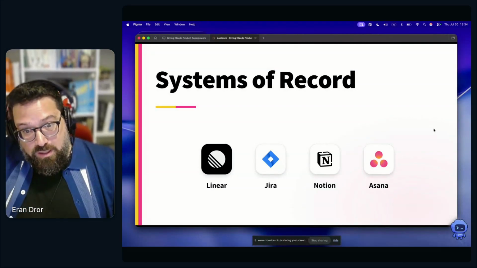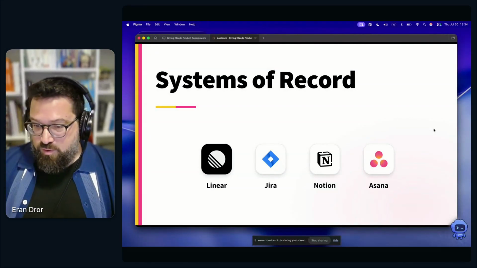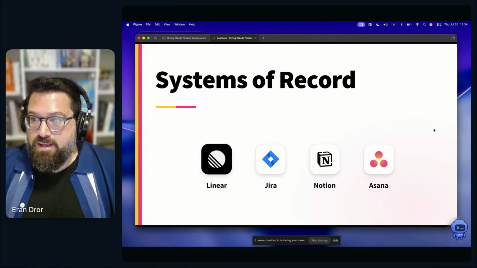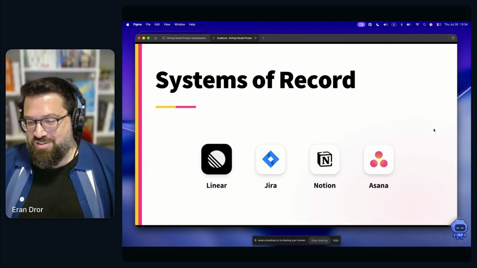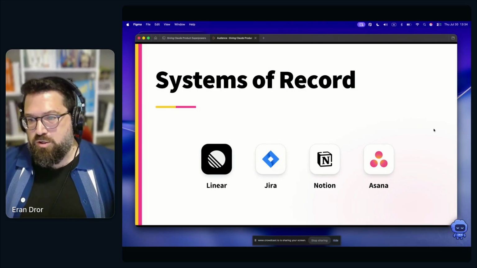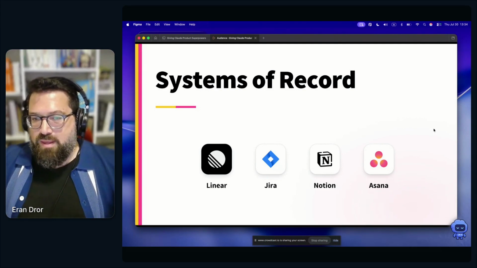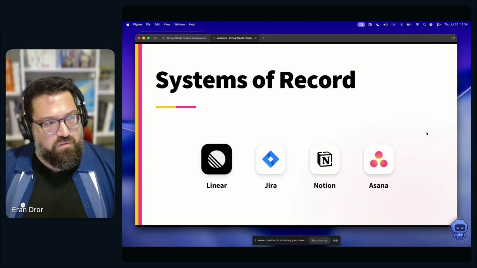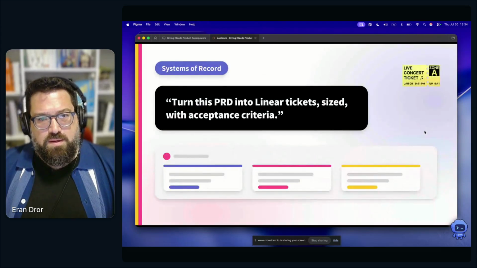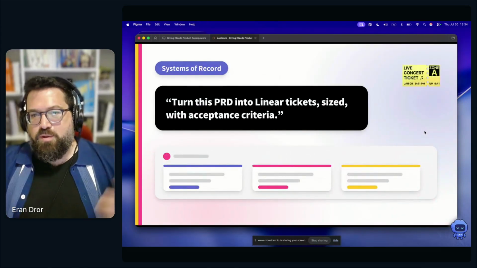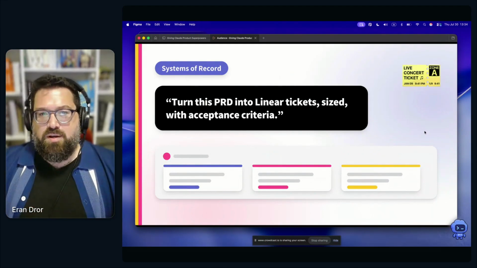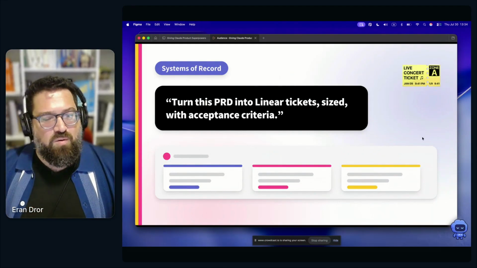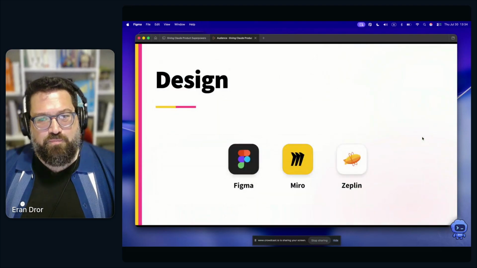I especially love the Linear MCP, something we use every day. It just works. It just feels like Claude is in Linear. It can write Linear tickets, it can do Linear tickets, and it's very evident. It's very nice. So, for instance, turn this PRD into a Linear ticket, and add an acceptance criteria, etc. So all of this stuff is great there.